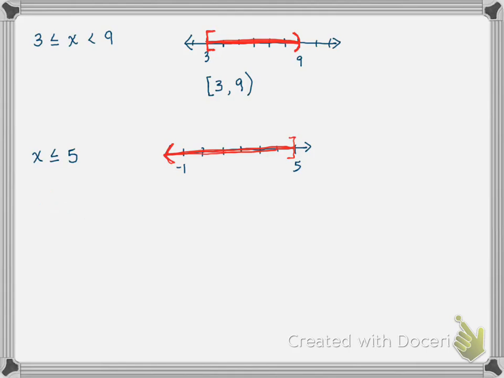And then, is there a smallest element in this set? There's not, right? It goes all the way down. And when that's the case, we use negative infinity just to indicate that we're going all the way in the negative direction. And then is there a largest element of the set? Yeah, it's 5, good. And then we use a hard bracket there because it's included. Good? Does this make sense?